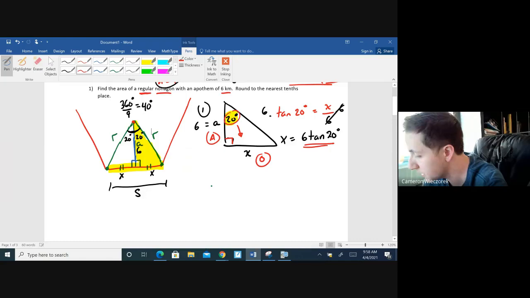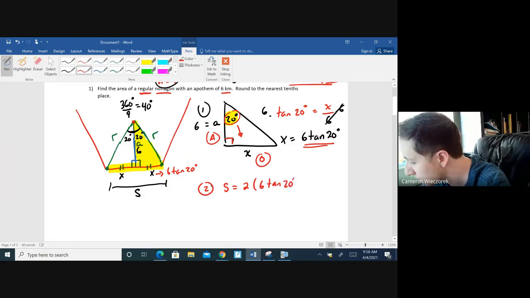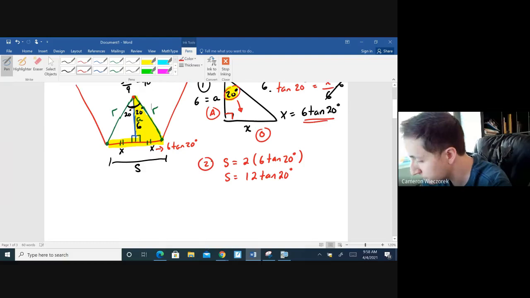Just leave it as 6 tan 20. So this piece right here is 6 tan 20. Call this step 2. That means the side length is double that. Well, if I take 2 times 6 tan 20, that's 12 tan 20. I just double the number in front. You don't touch the tangent part. Okay, so this is 12 tan 20.